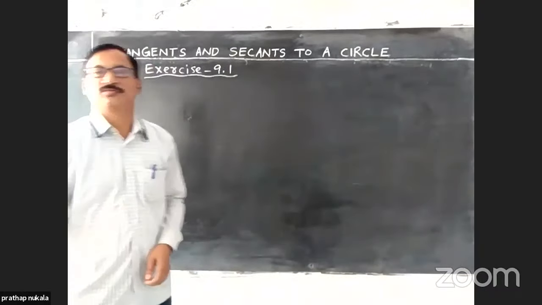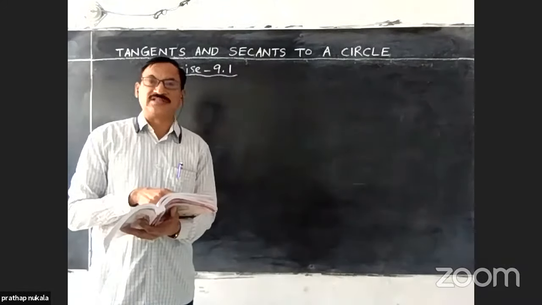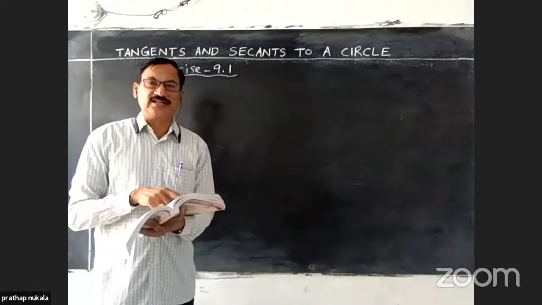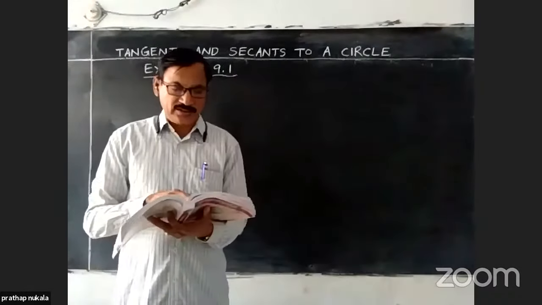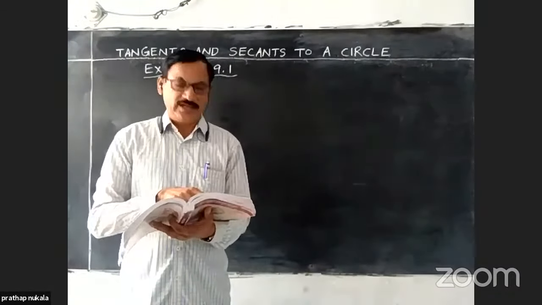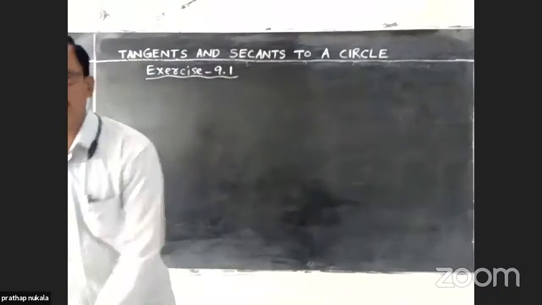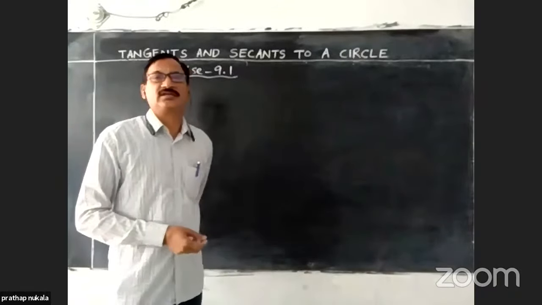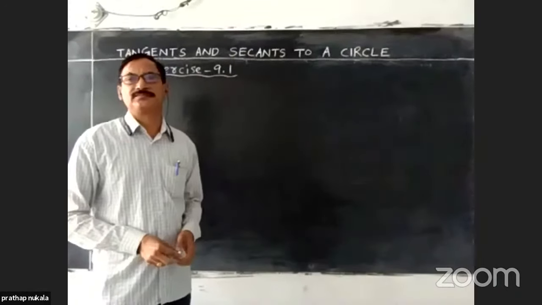We are going to solve the remaining problems of exercise 9.1. Just look at problem number 3. Draw a circle and two lines parallel to a given line drawn outside the circle such that one is a tangent and the other a secant to the circle. First read the problem and understand it, then draw an appropriate diagram.